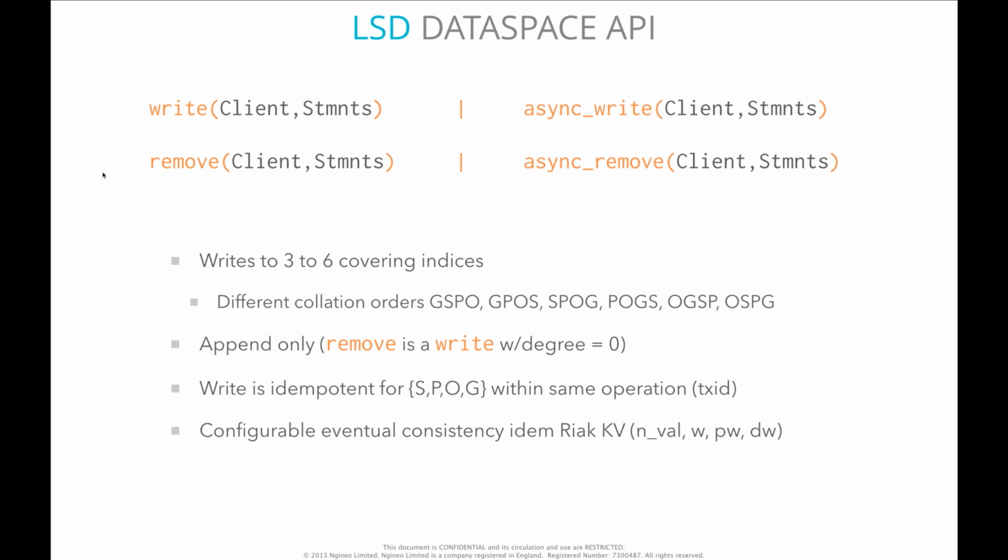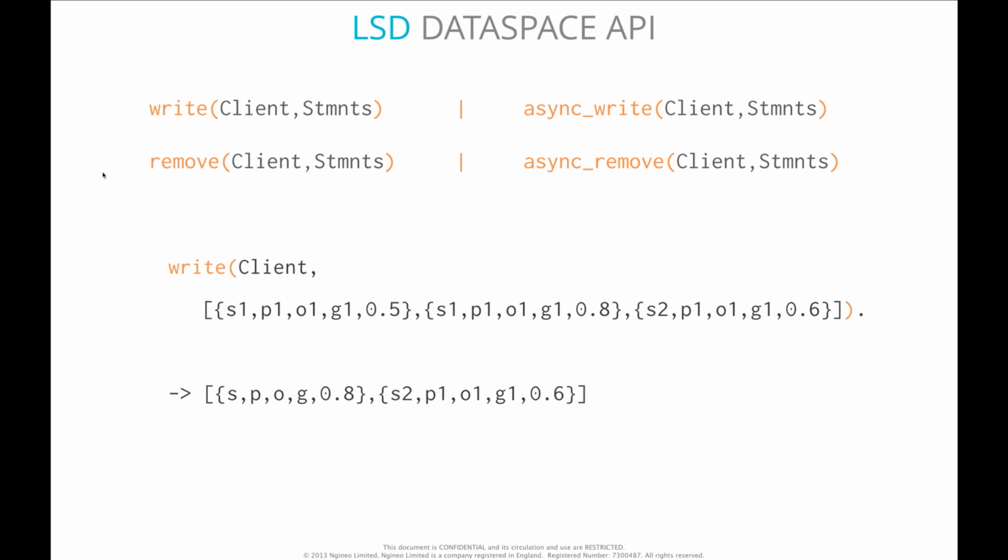Those configurations are on a per operation basis. So every time I do a write, a remove, or an async write and an async remove, I'm going to get that. In the case of the async operations, I am getting back a future. I can carry on doing what I want to do, and then I can check whether the result has been received. So a typical write will happen like that.